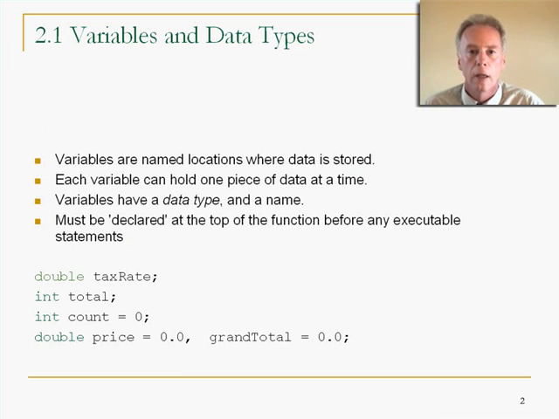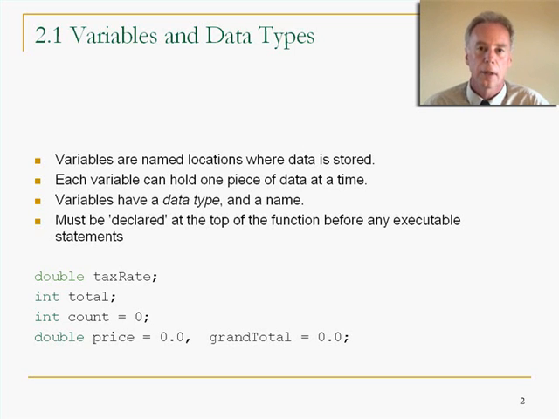Variables are locations where data can be stored, and the programmers will give them an appropriate name and an appropriate data type. Each variable holds only one piece of data at a time. So you can think of this as a little box. You can put a value in there, some kind of a number, and only one value can be in that variable, that little box, at one time.